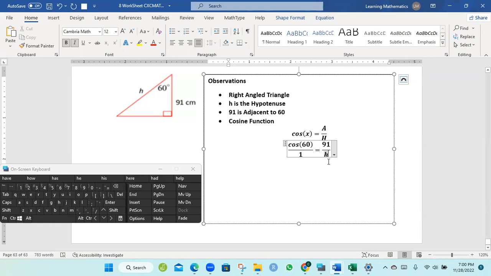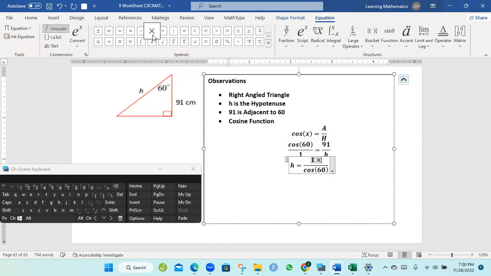Now we always have to divide by the quantity diagonally away from the letter. It's called cross multiply and divide. It's very important to always establish by what we're going to divide. We're going to divide by cosine of 60, because cosine of 60 is diagonally away from h. And then we're going to multiply 91 times 1, which is equal to 1 times 91 divided by cosine of 60. We all know cosine of 60 is 0.5, but we can also prove that using the calculator.